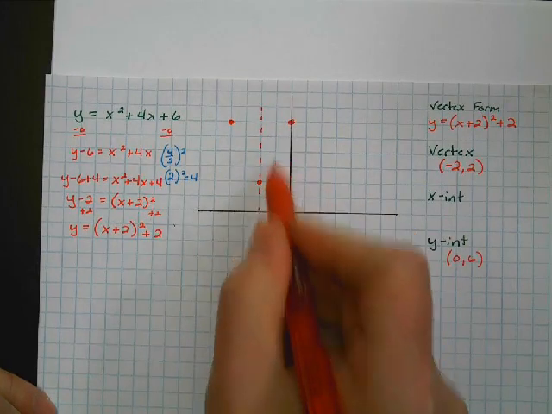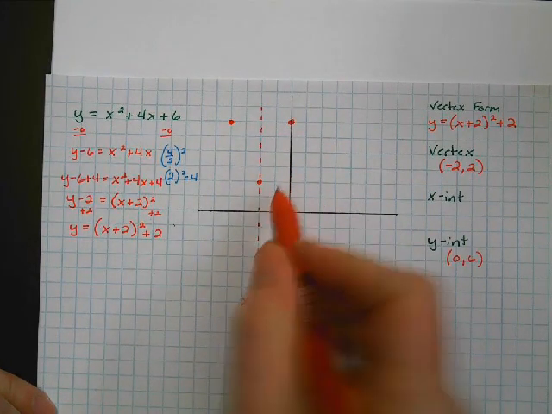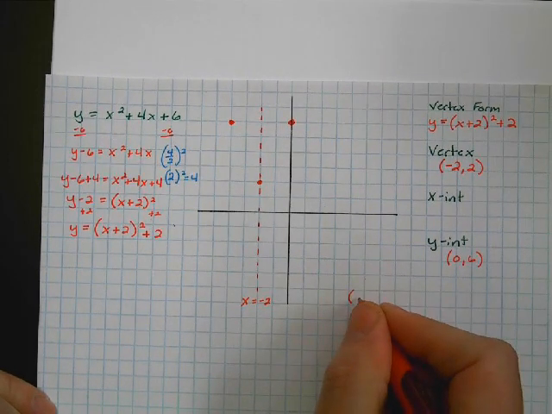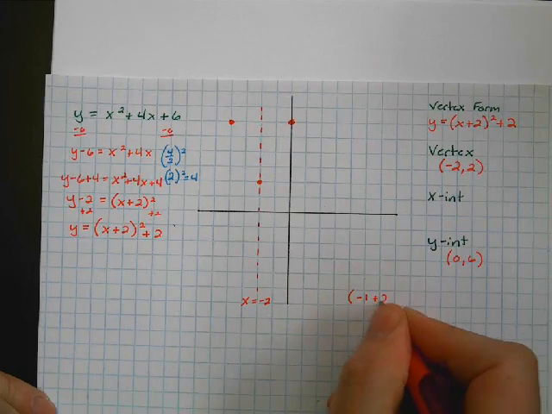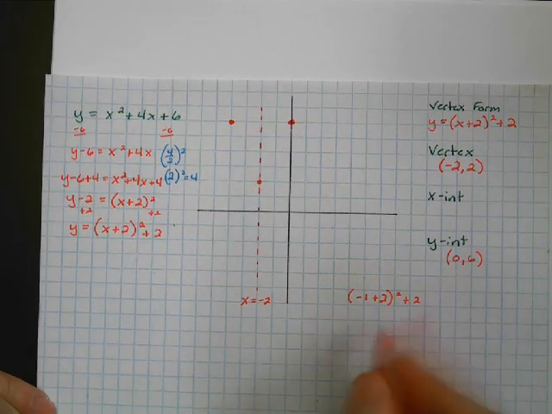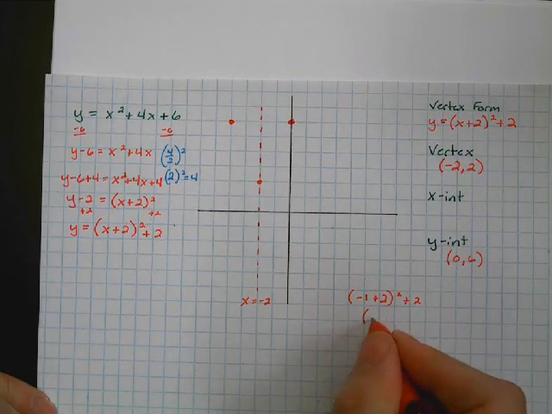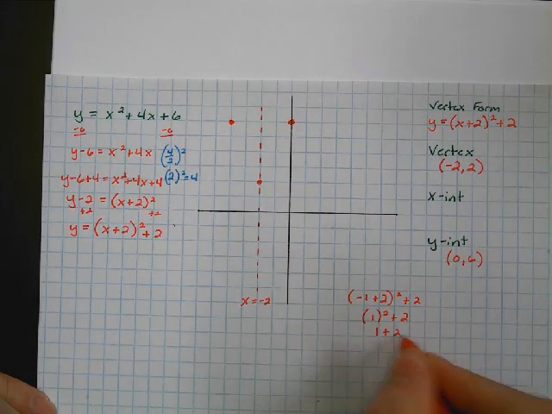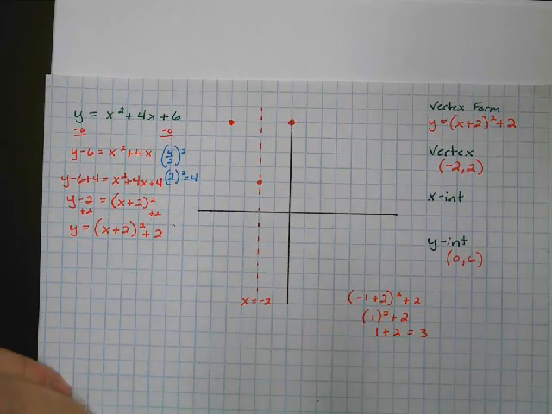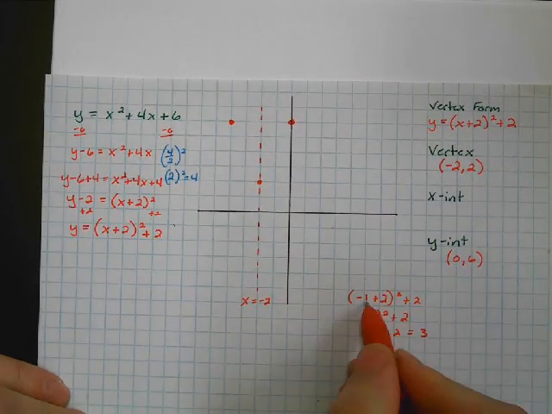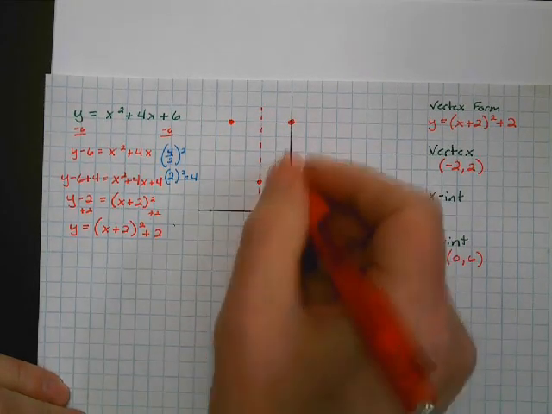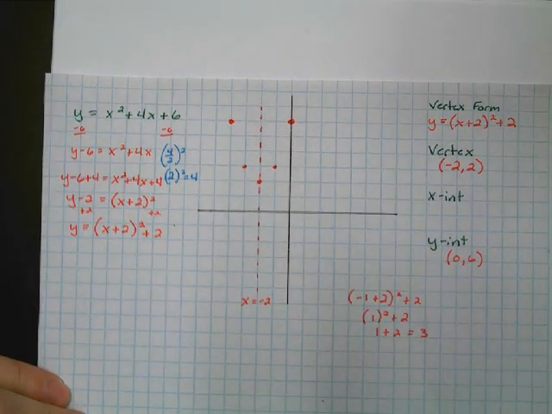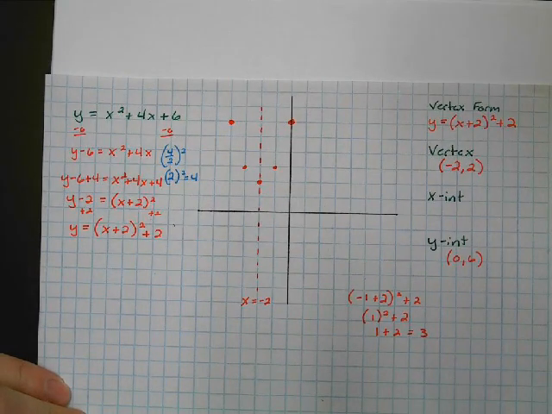Let's plug in negative 1 right here. So if I plug in negative 1, I get (negative 1 plus 2) squared plus 2. So (negative 1 plus 2) squared would be 1 squared plus 2, and that would be 1 plus 2, which is 3. So I know that if I plug in negative 1, I get a y value of 3. That would be this point right here, which means I have another point on this side because of the axis of symmetry, and then I get my parabola.